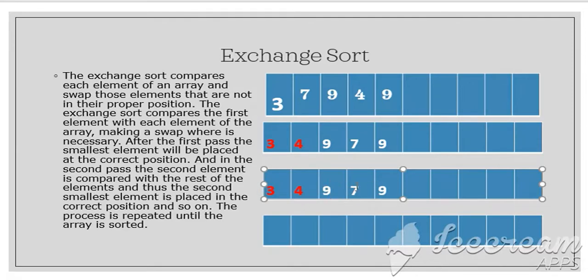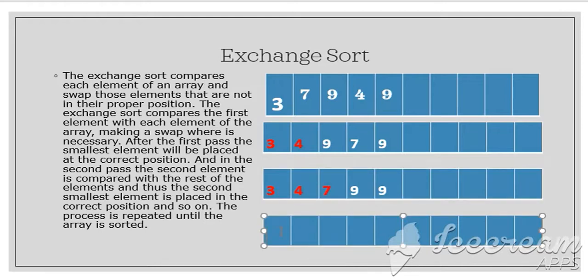So first, the third is greater than 7. So here swapping occurs. So 7 comes here and 9 is swapped into that position. And then the third element is compared with the fifth element, whether 7 is greater than 9. No. So no swapping will occur there. And 7 is at the correct position.